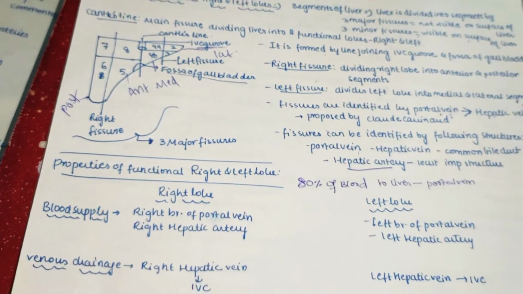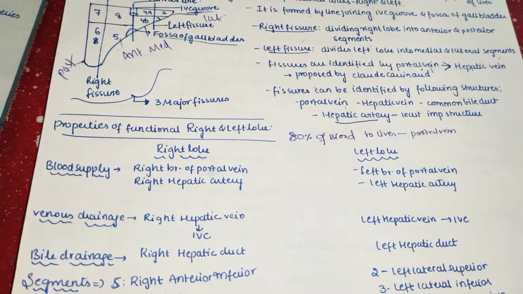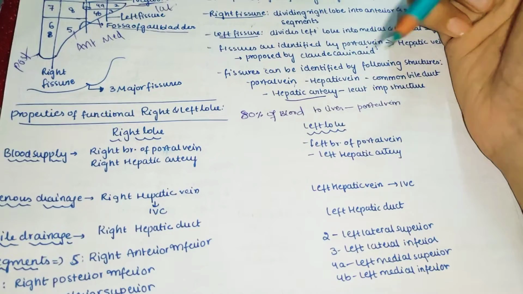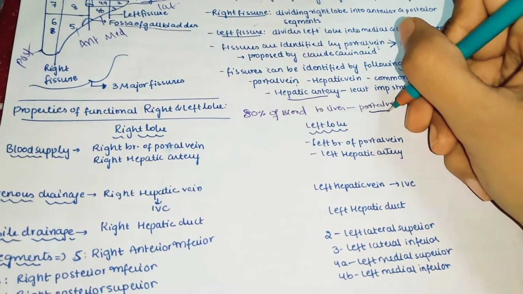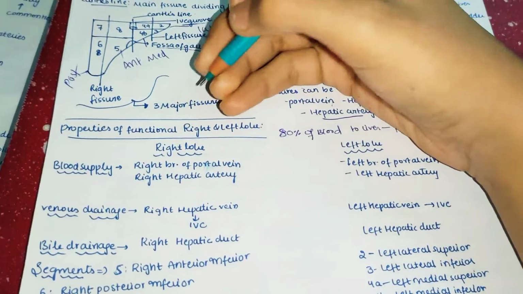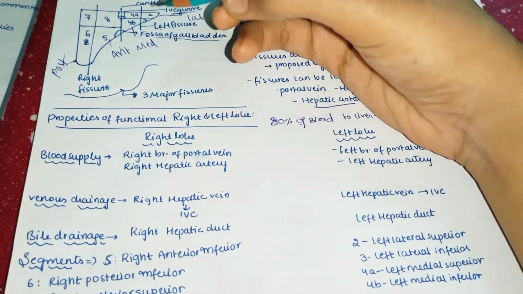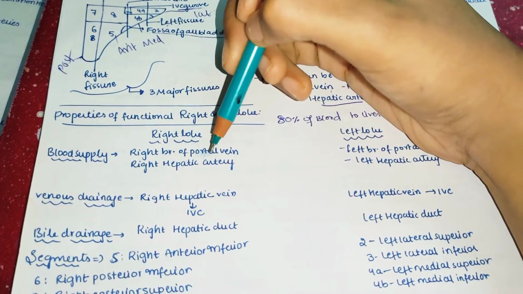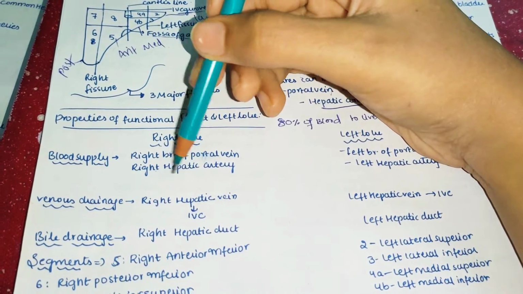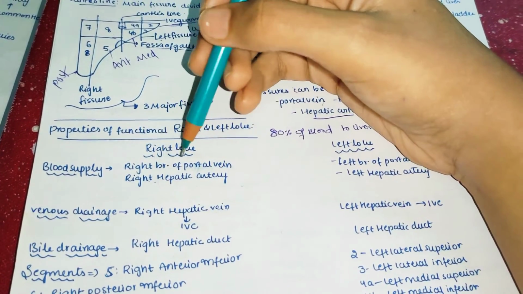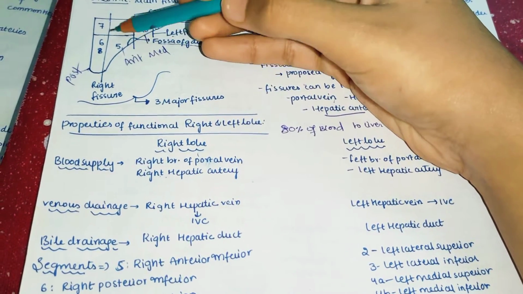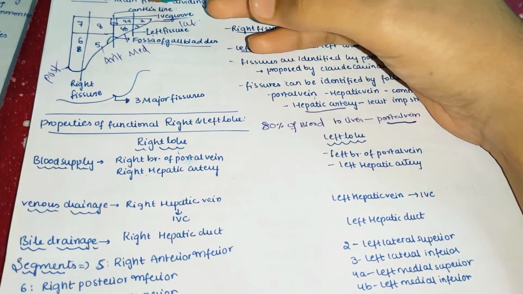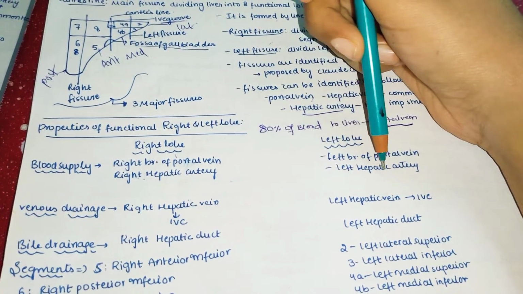Now we'll understand the properties of the functional right and left lobe. One thing you need to note is that 80% of the blood to the liver comes by means of the portal vein only. So what are the properties of the right and left lobe? The right lobe is supplied by the right branch of the portal vein and the right hepatic artery. But the left lobe is supplied by the left branch of the portal vein and the left hepatic artery.